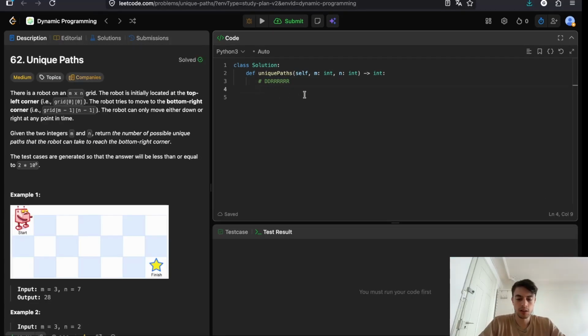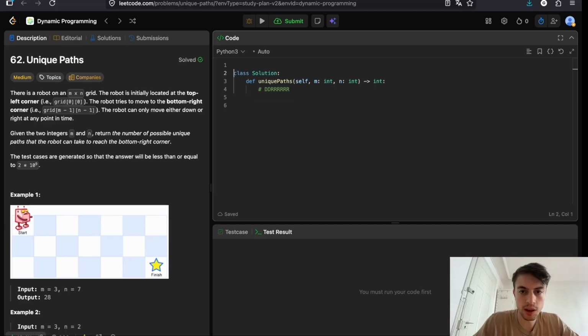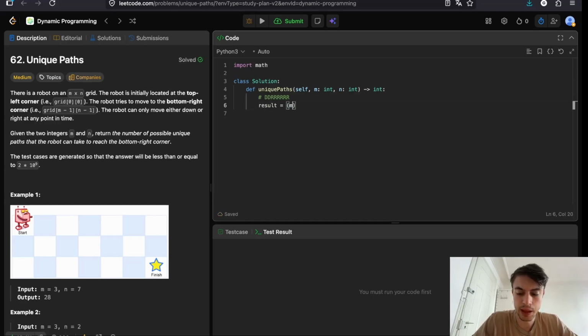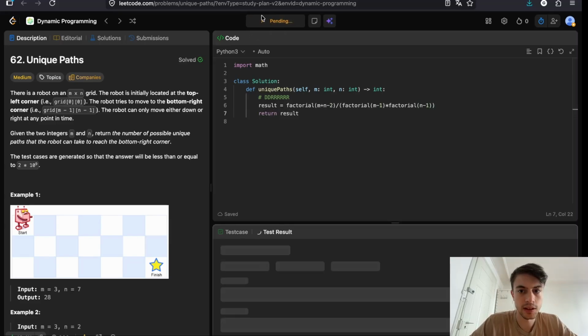I think we have to import math for that. And then we can do something like result is equal to factorial of m plus n minus 2, divided by factorial of m minus 1, let me use parentheses, times factorial of n minus 1. And that's it actually. And then we return result. And it should be it.